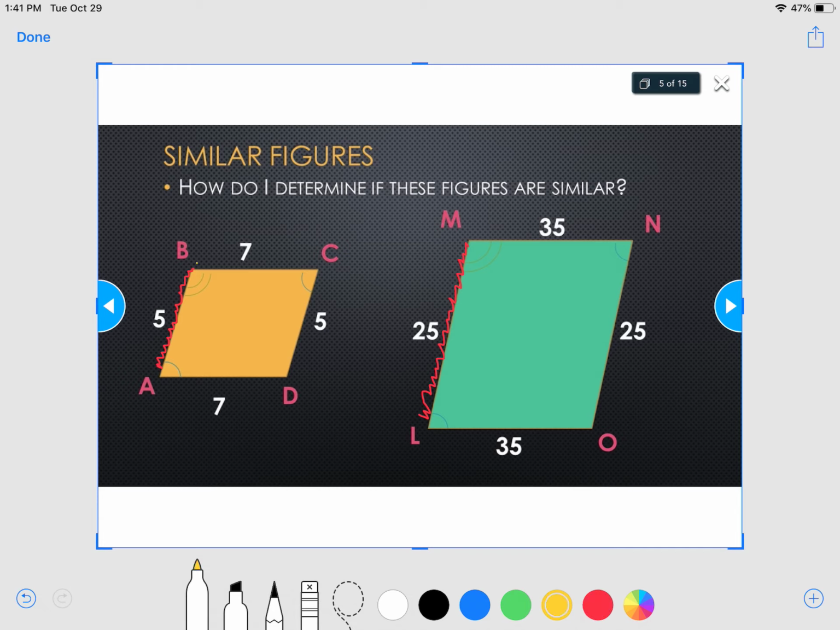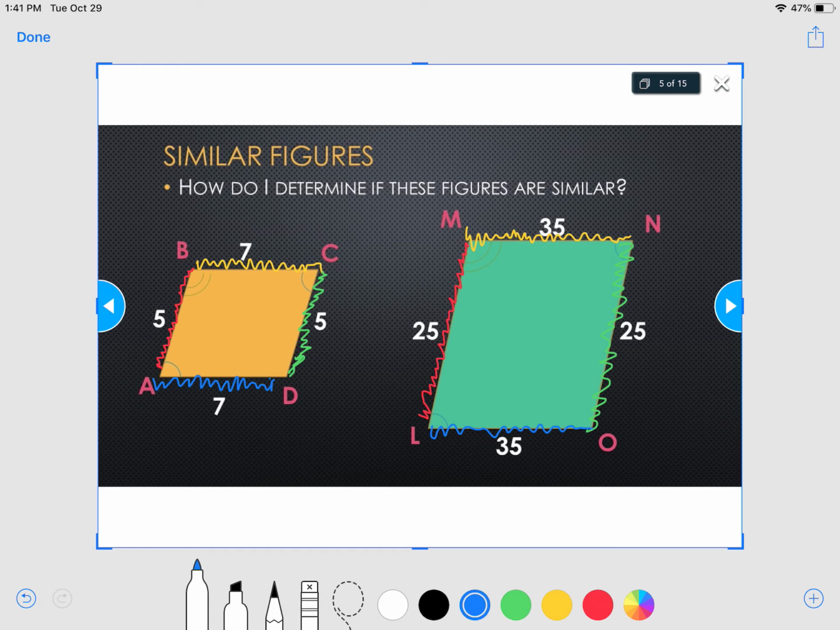Let's see, what side corresponds with BC? Take a second and look at the other figure. Which side corresponds or matches BC? Good, you're right, MN. Okay, let's keep going. Which side corresponds with CD? I'll give you a second to figure it out. Notice I'm color coding here. NO, perfect. Which leaves us with the last one, AD or DA corresponds with LO or OL.